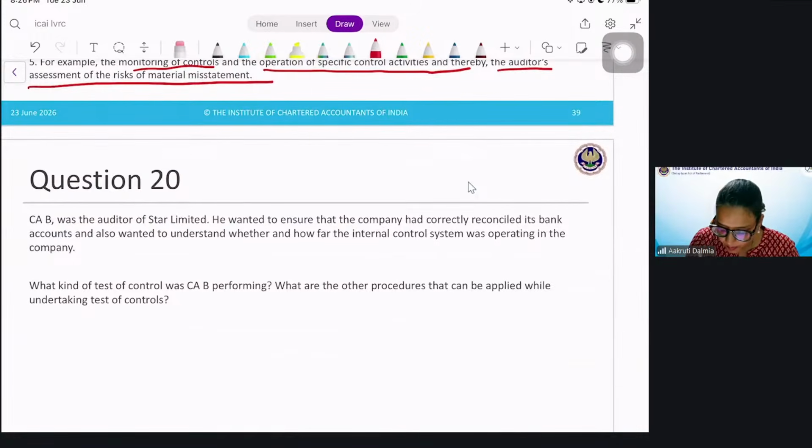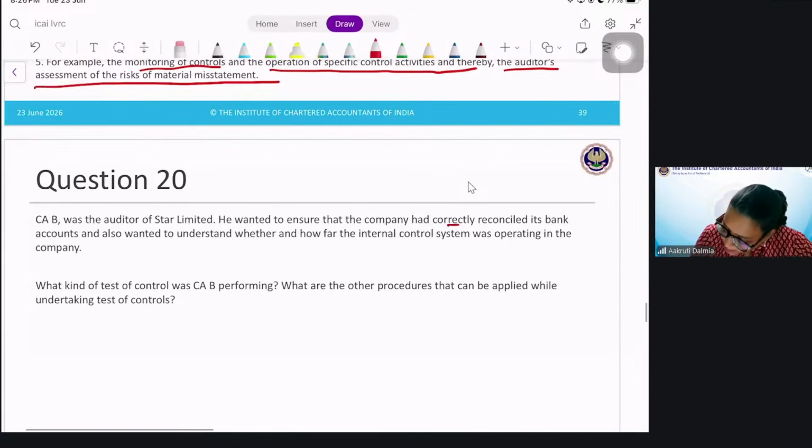CAB was the auditor of Star Limited. He wanted to ensure that the company had correctly reconciled its bank accounts and also wanted to understand whether and how the internal control system was operating in the company. Okay, how have they reconciled? They wanted to understand how far the internal control was operating.